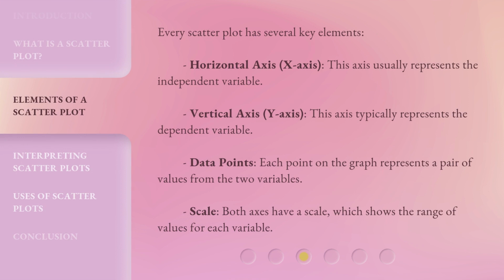Every scatter plot has several key elements. Horizontal axis, x-axis. This axis usually represents the independent variable. Vertical axis, y-axis. This axis typically represents the dependent variable. Data points. Each point on the graph represents a pair of values from the two variables. Scale. Both axes have a scale, which shows the range of values for each variable.